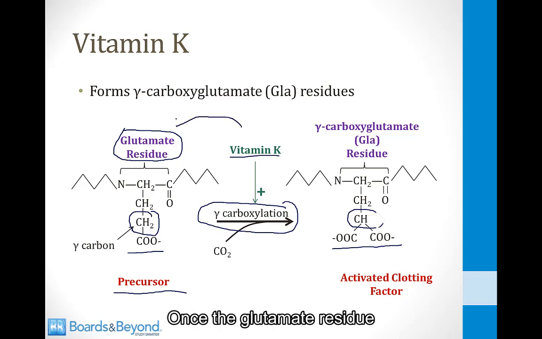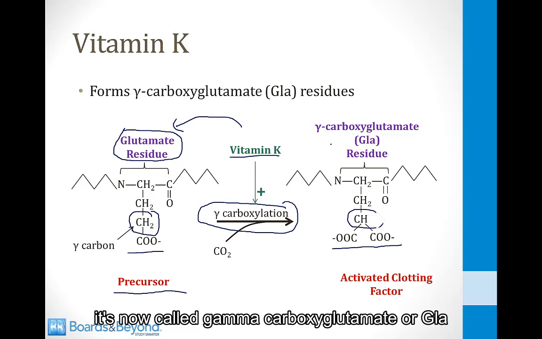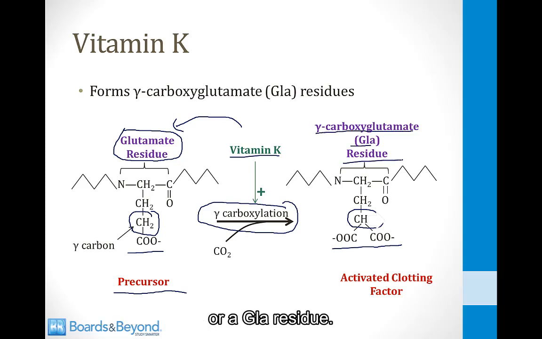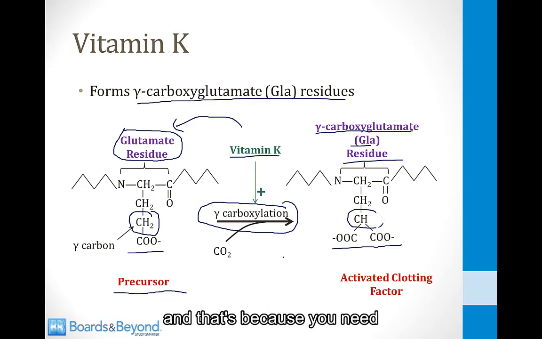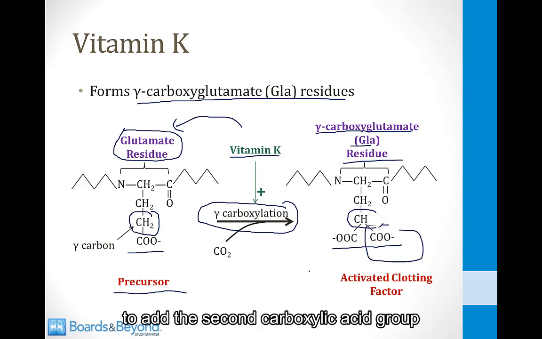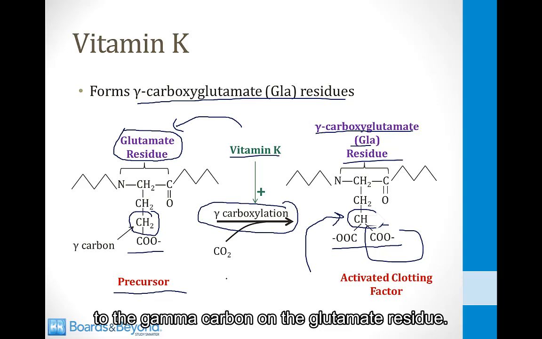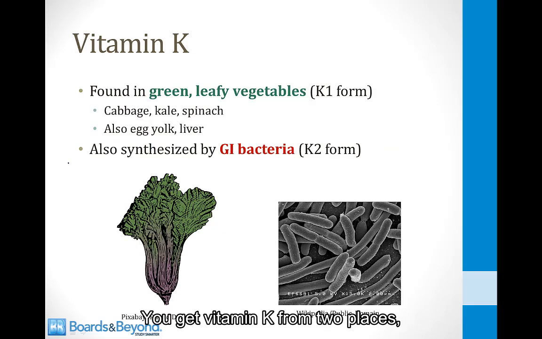Once the glutamate residue has been gamma carboxylated, it is now called gamma carboxyglutamate, or GLA, or a GLA residue. So what you will read in textbooks is that vitamin K is necessary for forming gamma carboxyglutamate or GLA residues on precursor proteins, and that's because you need to add this second carboxylic acid group to the gamma carbon on the glutamate residue. You get vitamin K from two places.